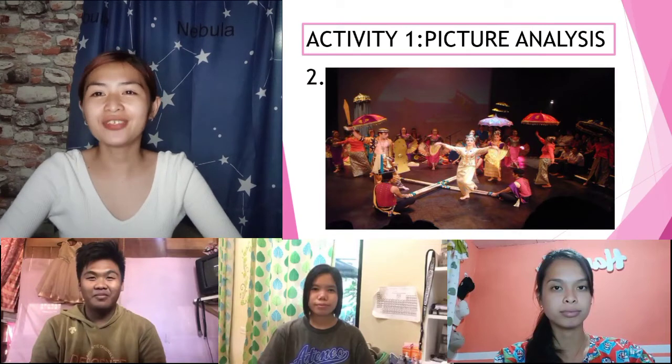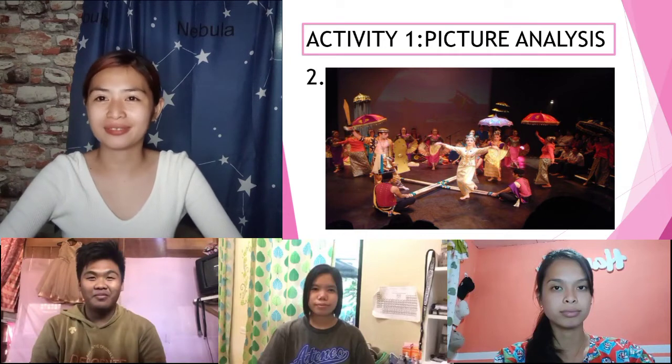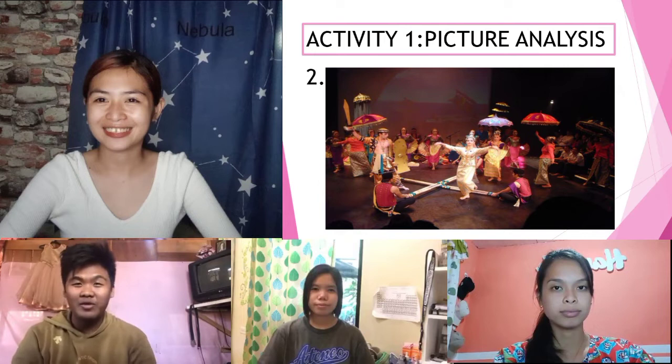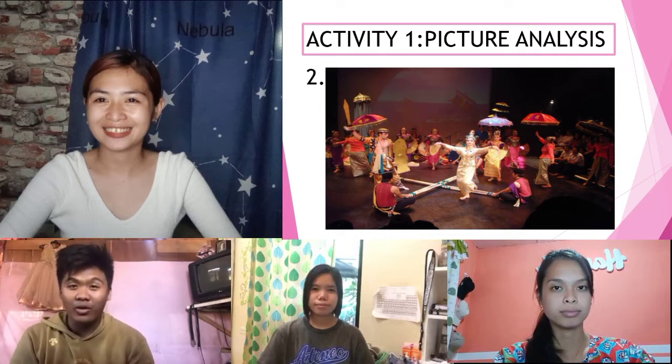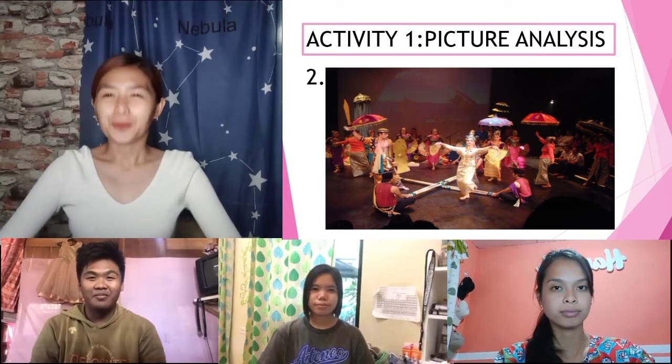May I call on Raiden? Yes, ma'am. Same as Hannah's question. What have you observed in this picture? As what I have observed, ma'am, the girl in front serves as the princess, while at the back serve as the slaves. They just stepped in and out of the sets of the crisscrossed bamboos. Wow, very well said, Raiden.